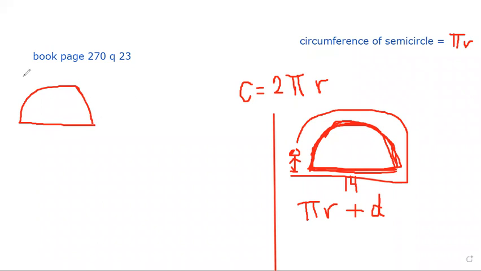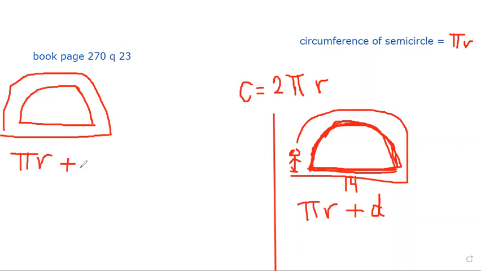In this case, he wants to make a fence around the garden, right? Then the fence around the garden should go over the semicircle and then what? The diameter. So we will calculate half circle. It will be what? The rule. We said at the top, pi r is the circumference of the semicircle. Yes, it will be pi r plus what? Plus the diameter.